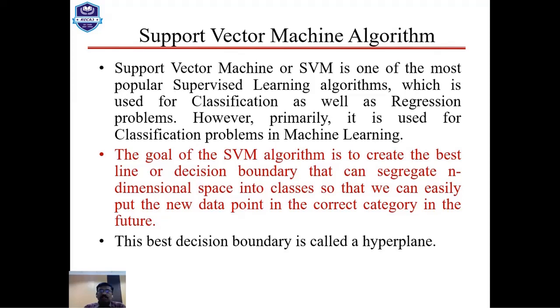Support vector machine, or SVM, is one of the most popular supervised learning algorithms, which is used for classification as well as regression problems. However, primarily it is used for classification problems in machine learning. The goal of the SVM algorithm is to create the best line or decision boundary that can segregate n-dimensional space into classes so that we can easily put the new data point in the correct category in the future. This best decision boundary is called a hyperplane.